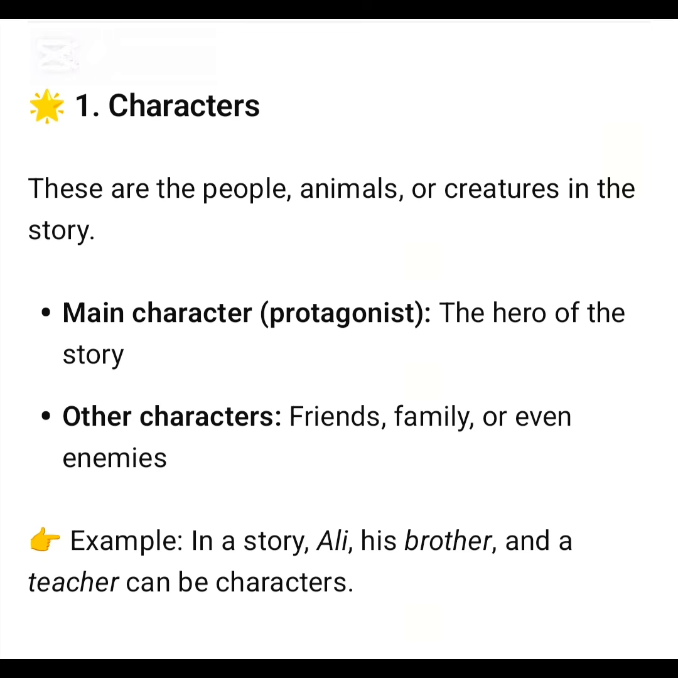The first element of the story is characters. Without characters, a story could not be complete. These are the people, animals, or creatures in the story. Just like today's story, we will see that an animal is the main character of the story. The main character, that is the protagonist, is the hero of the story. And other characters could be friends, family, or even enemies.